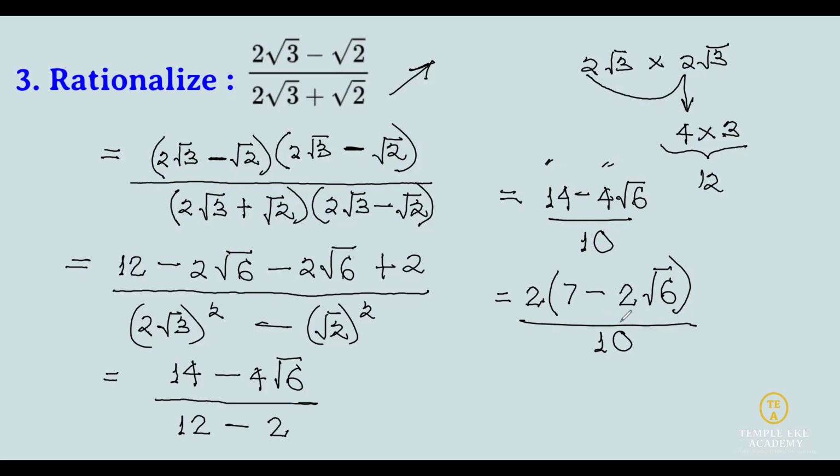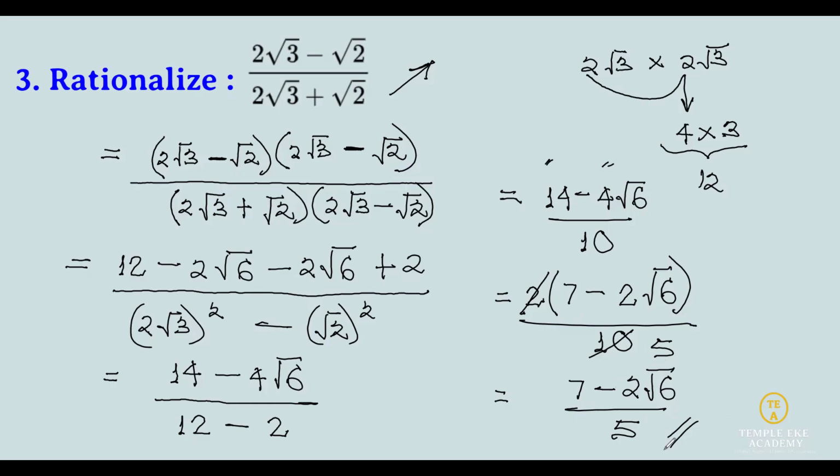And now we can divide. 2 divides into 10, gives us 5. Our final answer will take the form 7, no need for the bracket anymore, minus 2 root 6, all divided by 5. Our final answer. Very simple, isn't it? Very, very simple.